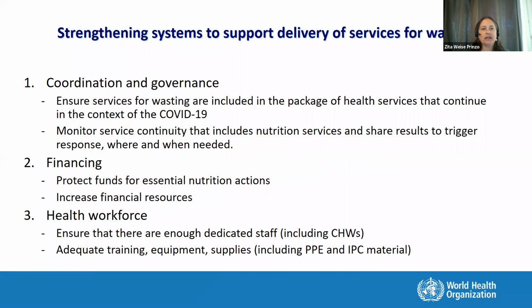The section on strengthening systems to support the delivery of services for wasting, we have looked at the different components of the health system strengthening and come up with examples on what needs to be in place and what adaptations can be considered. Again, these are just examples around coordination and governance. It's to ensure that wasting is not forgotten, that it's included in the package of health services, also in the context of COVID-19, that the monitoring component is extremely key and that continues.